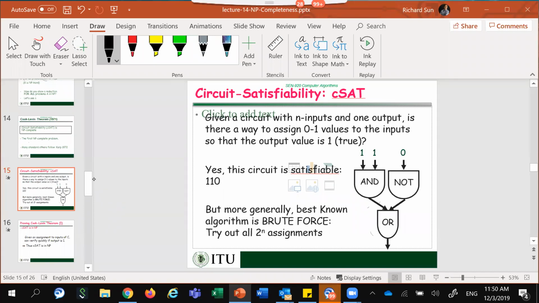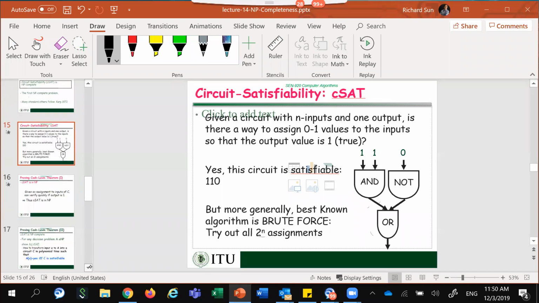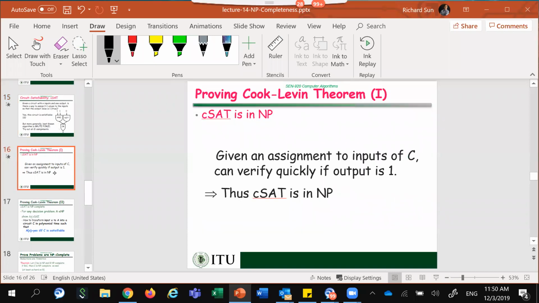Okay, as you can see, you can try all combinations: 0, 1, 0, 1, 0, 1. There are totally N inputs, so there are totally 2 to the N possible assignments that you can try to find the answer. But can you do better than that? That's the problem.